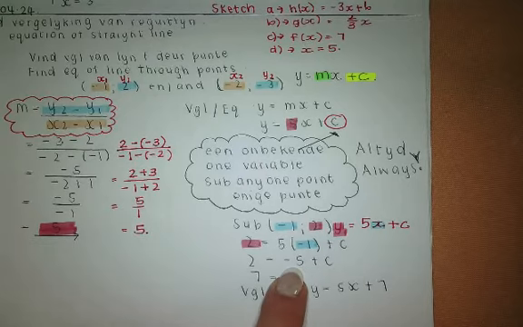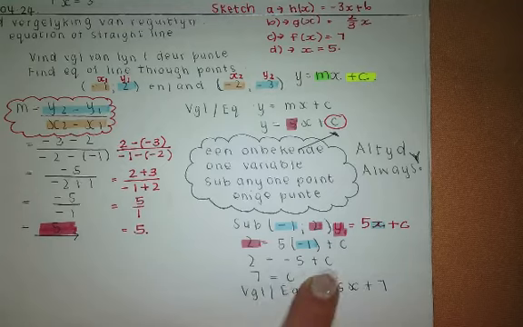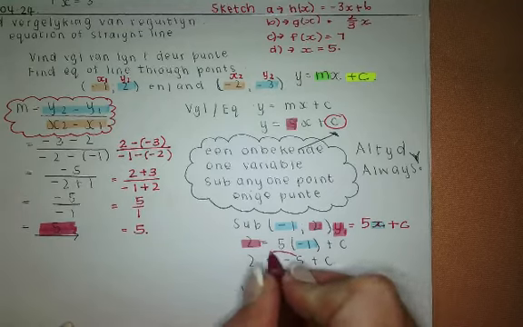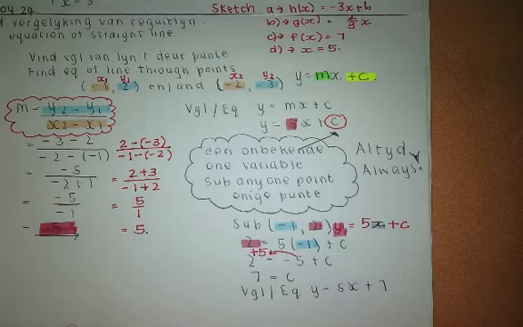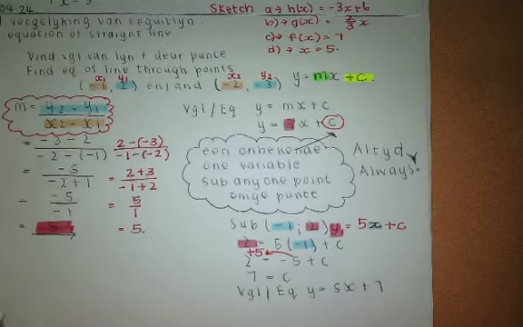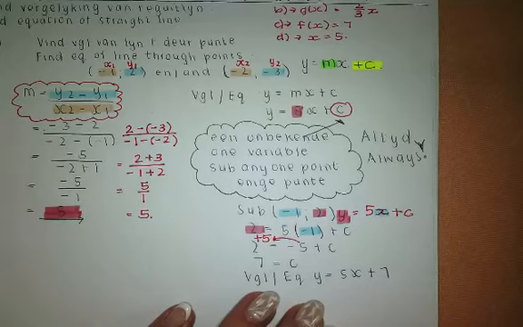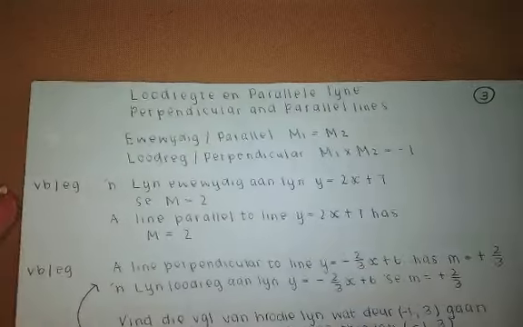Are you with me? Okay, so 5 times negative 1 is negative 5. We're all the way back to normal linear equations. If I want to get c on its own, I'm going to go take the 5 over, and it becomes a positive 5. And what is 2 plus 5? 7. Therefore, my equation for this graph is y equals 5x plus 7.